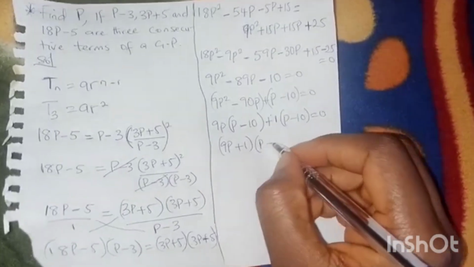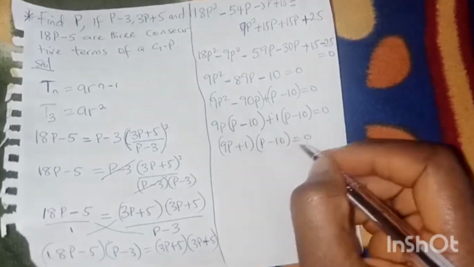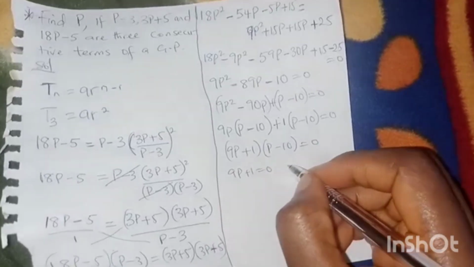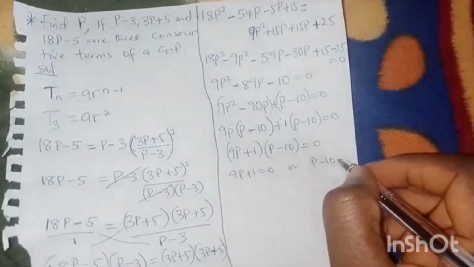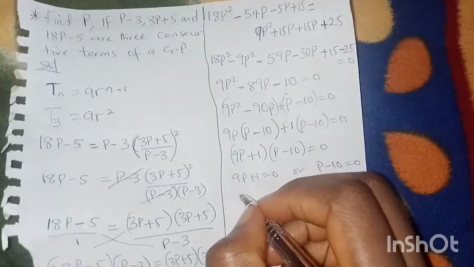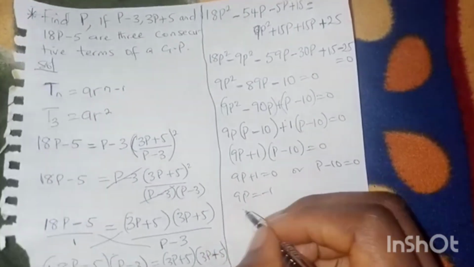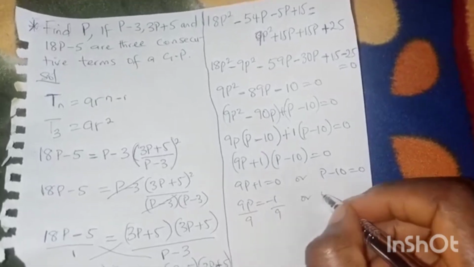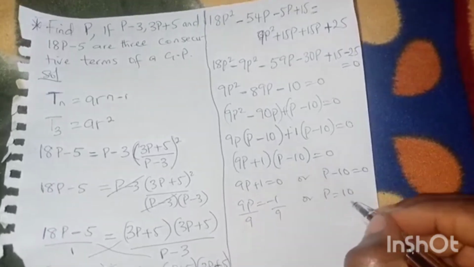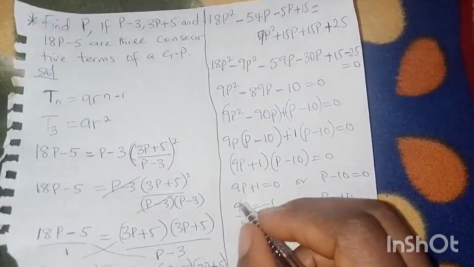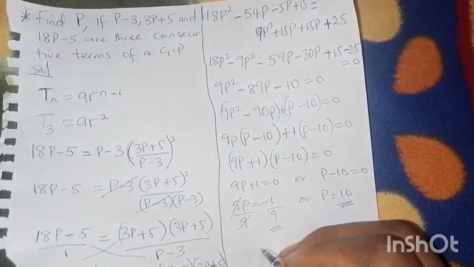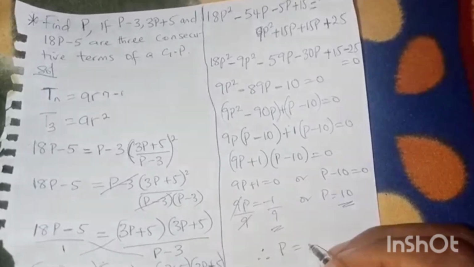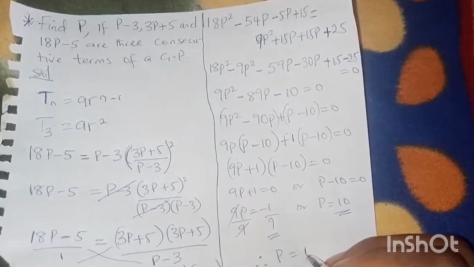When you factorize them, you have 9p out, p minus 10. You have 1 out, p minus 10. And then you have two brackets having the same term, pick one of them. And then you have 9p plus 1, p minus 10 equals 0. And we equate each of them to 0. From the left, p will be minus 1 over 9. And from the right, p will be 10.